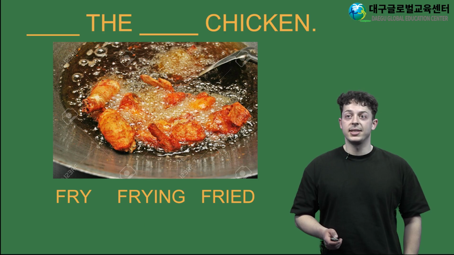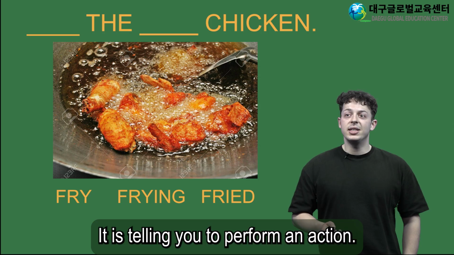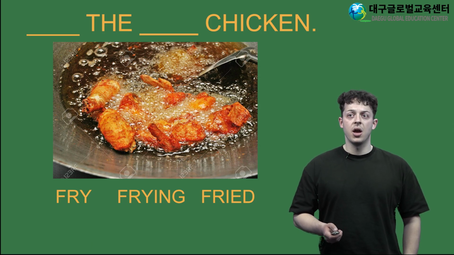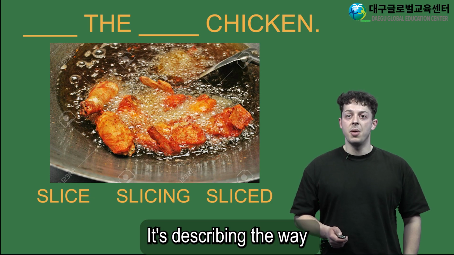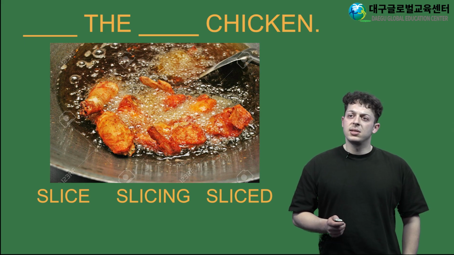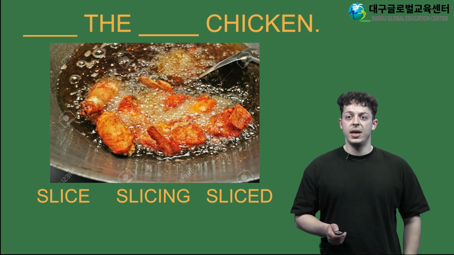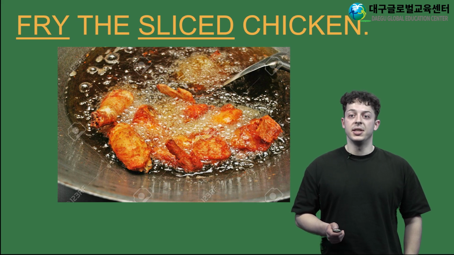Let's look at the next sentence. The first word is a command. It is telling you to perform an action. Is the answer fry, frying, or fried? The second word is an adjective. It's describing the way the chicken thighs were prepared. Is it slice, slicing, or sliced? The answer is, put some vegetable oil in your frying pan on medium heat and fry the sliced chicken.